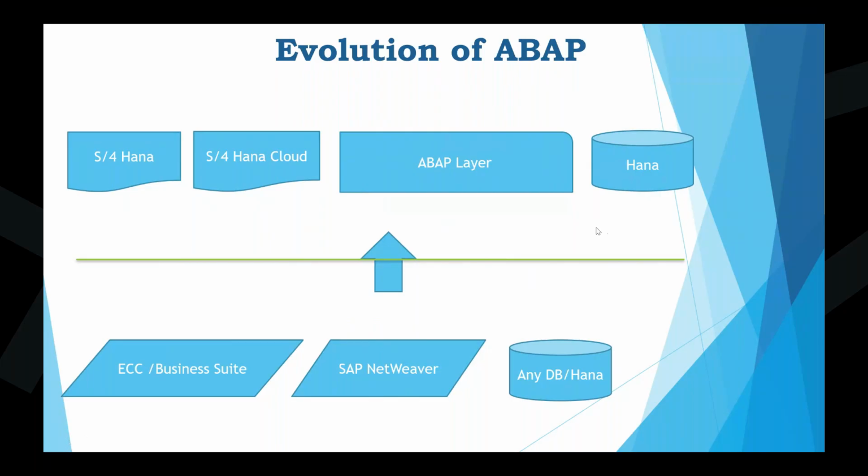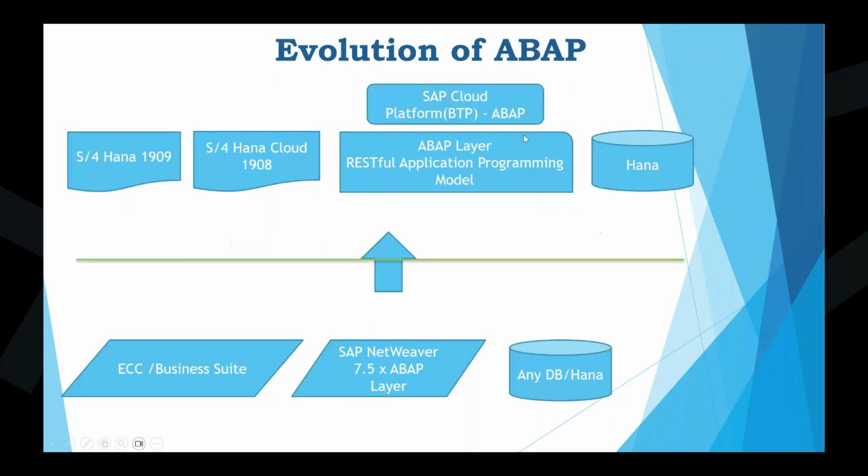In the ABAP layer, the evolution that has come is the RESTful Application Programming Model. That is called RAP. You can develop these RAP applications if your SAP S4HANA system is greater than or equal to 1909, or if your SAP S4HANA system is public or private cloud, or there is a service called ABAP service in BTP where you can develop RAP applications. This is called ABAP on cloud. Is it clear?